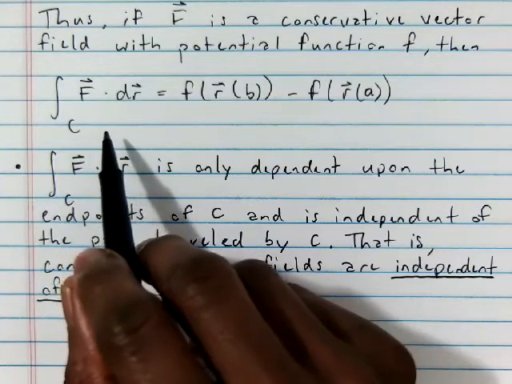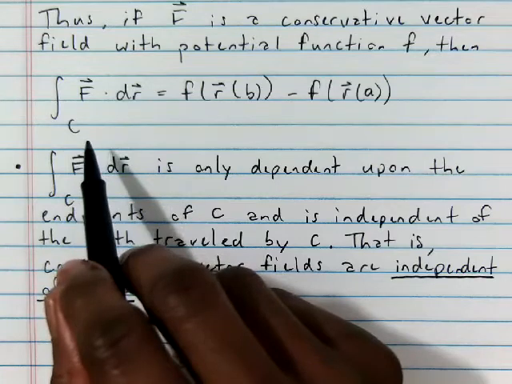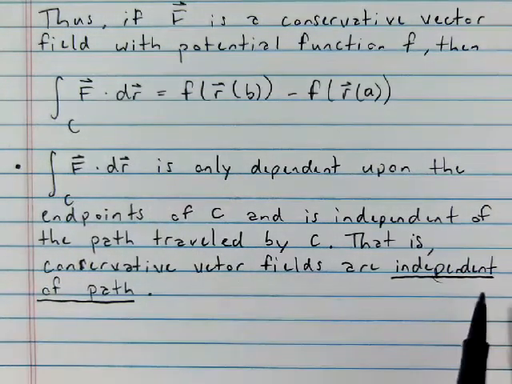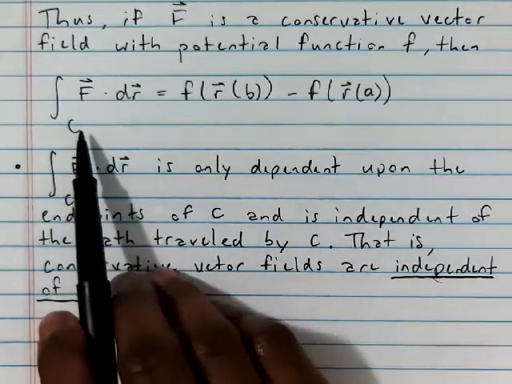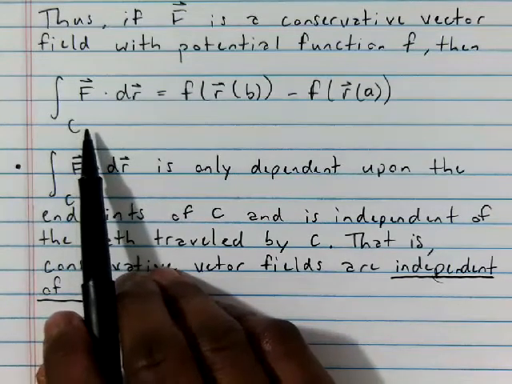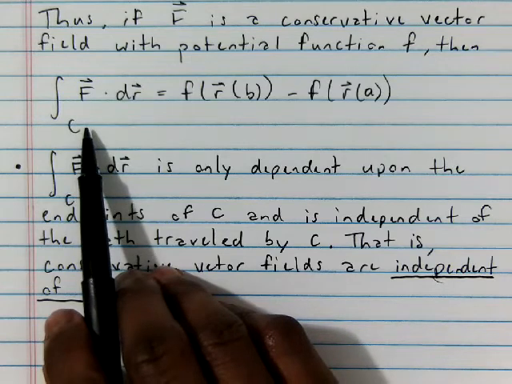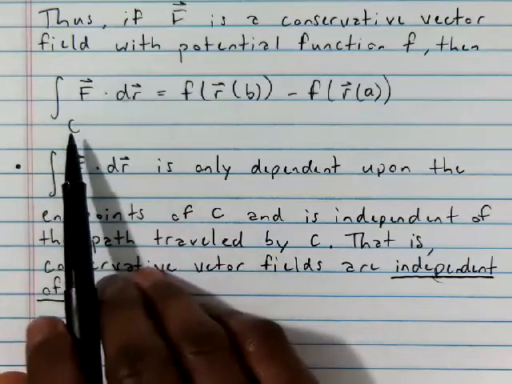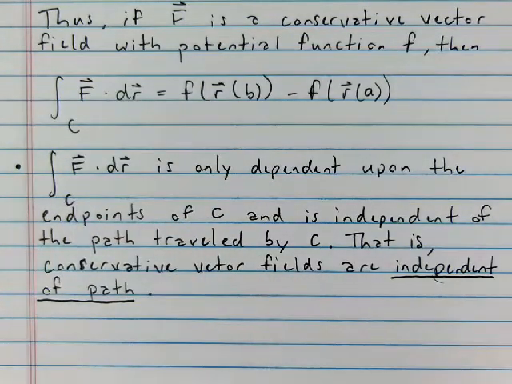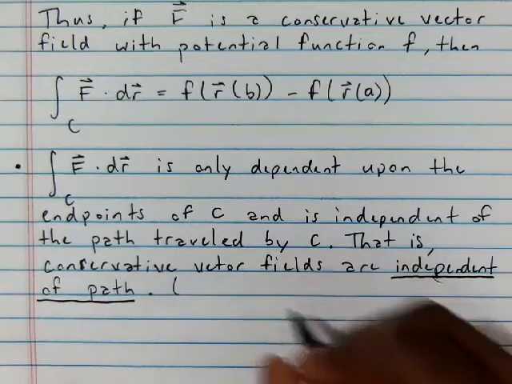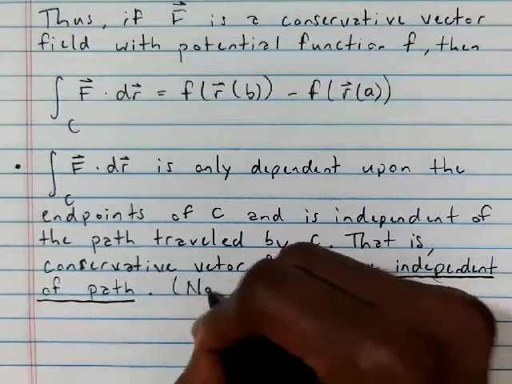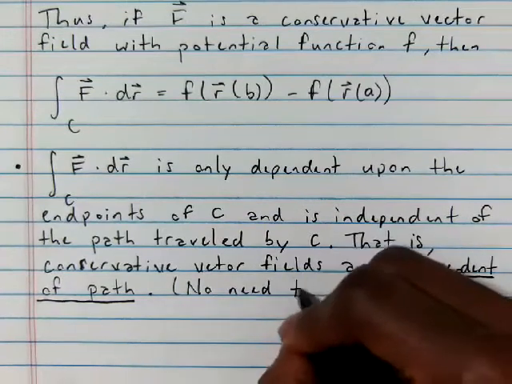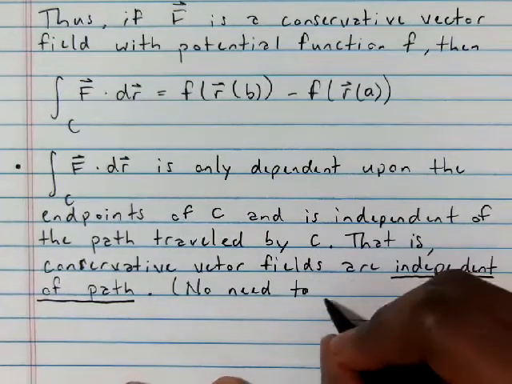We don't need a parameterization of the curve because it doesn't matter what the curve looks like, because it's independent of path. So we could be going from one point to another along a straight line, or along some complicated curve. But as long as our start and end points are the same, you're going to get the exact same thing for this integral regardless of how that curve looks. All right, so the key implication for us is that there's no need to parameterize C.